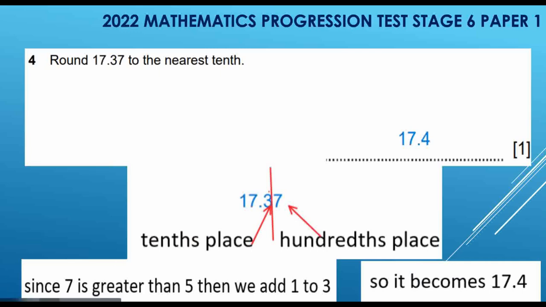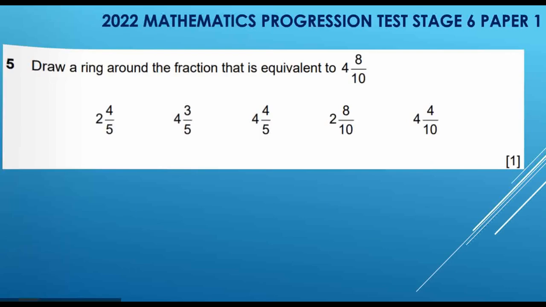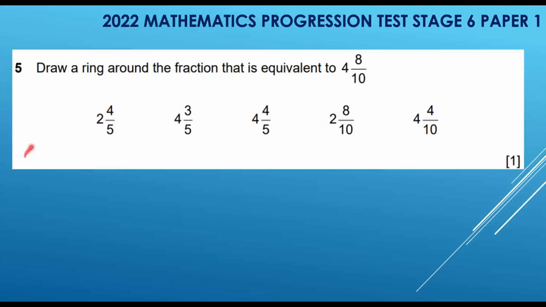Alright, let's move on. Draw a ring around a fraction that is equivalent to 48 over 10. You have 10 seconds. Let's open up the answer. If you have not finished, you may pause this video.